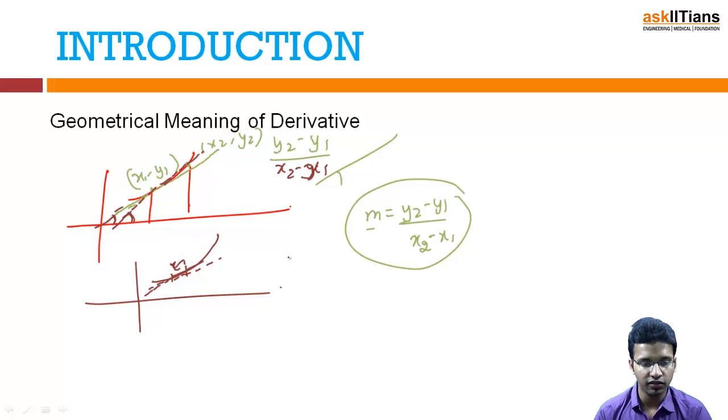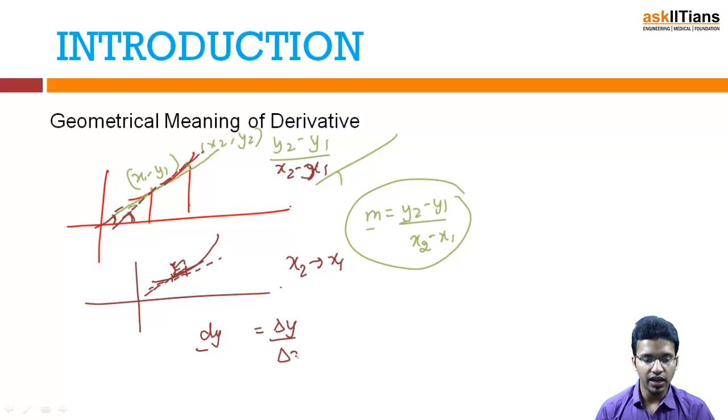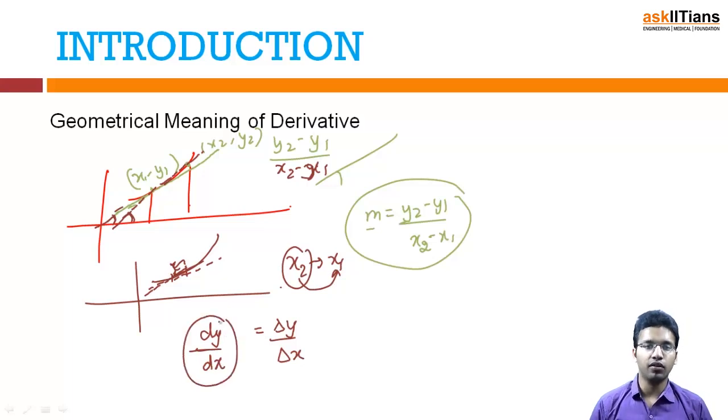We are saying that x2 is tending to x1. This can be from both sides. We will understand that also, what the left hand and right hand parts are. I'm saying this becomes so close that there is no point in between. At that point we get something called dy by dx. Our change in y was represented as delta y and delta x. When x2 becomes so close to x1, we write it as dy by dx, and this will form the crux of differentiation.